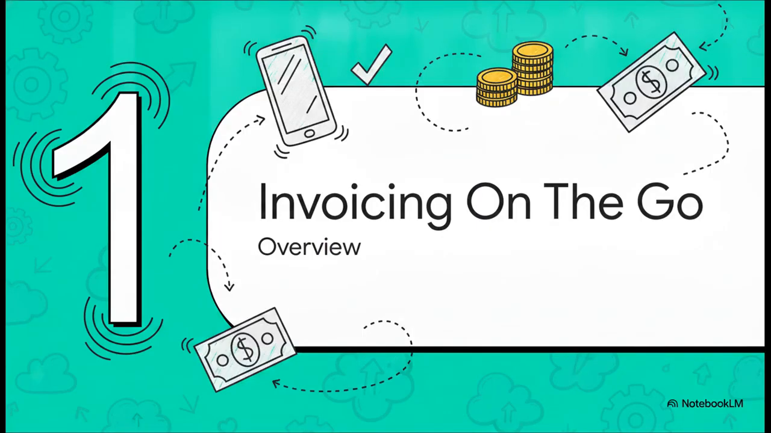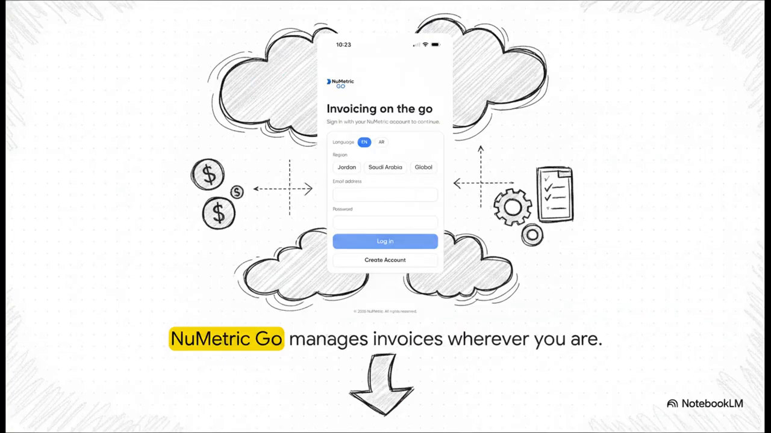Section 1. Invoicing on the go. Overview. NuMetric Go is an official and totally free add-on for anyone who already has a NuMetric subscription. The sources highlight that it's purposefully designed as a companion app built specifically for creating, approving, and managing your regular invoices from literally anywhere. And what's really fantastic here is that while you're tapping away on your phone, everything is kept perfectly synchronized with your main NuMetric account in the cloud. So, to put that into perspective, if you finalize a deal over coffee, your accounting records are perfectly up to date before you even walk out the cafe door. It's a real game changer.